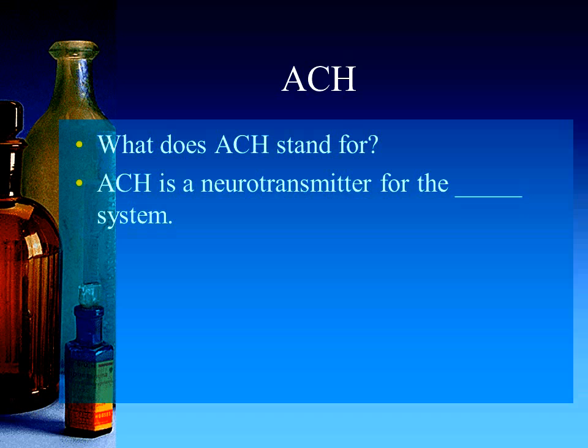So we're going to start off with a little abbreviation here, ACH. In your readings, you should have come across ACH. Do you remember what it stands for? Okay, it represents a neurotransmitter, specifically the neurotransmitter acetylcholine. And acetylcholine is a neurotransmitter specifically within the parasympathetic nervous system. So in this lesson, again, we're going to take a look at drugs that are used to affect primarily the parasympathetic nervous system.